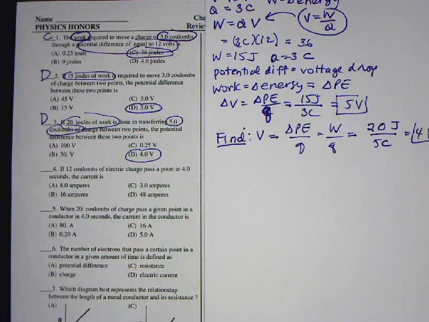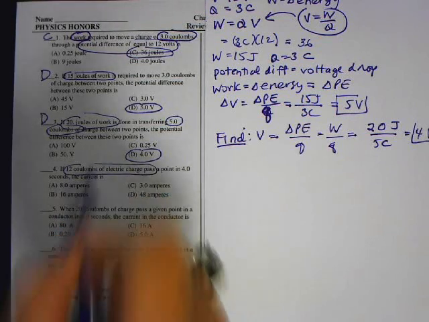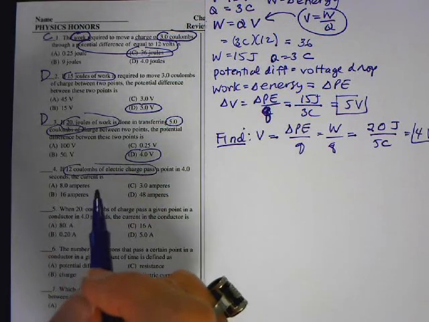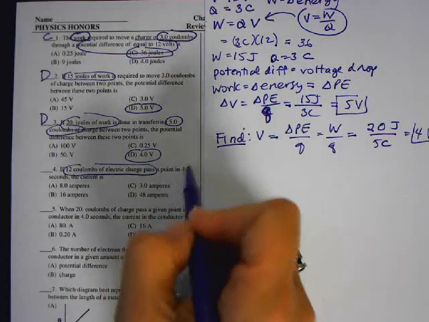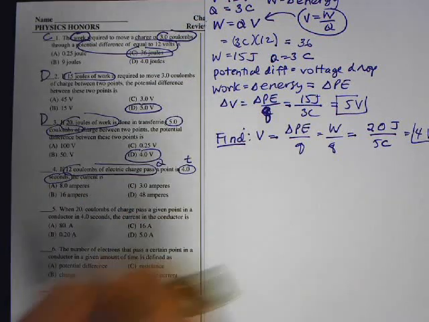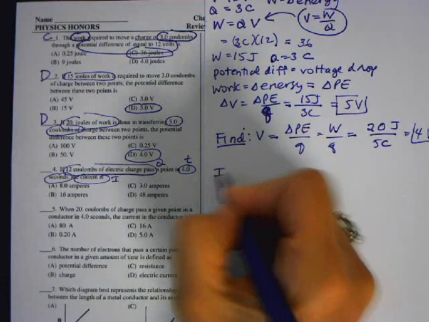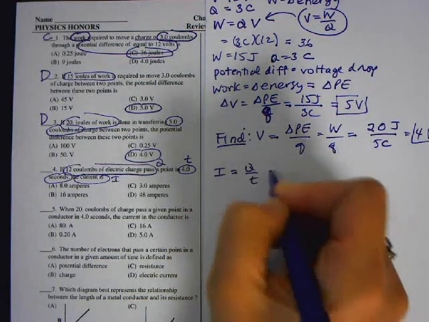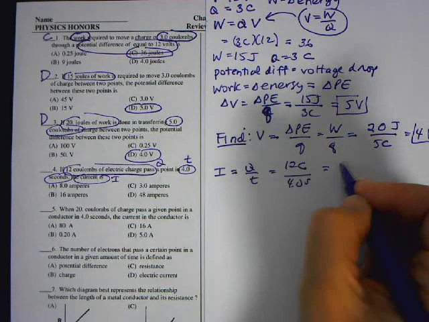Number 4, if 12 coulombs of electric charge pass through a point in 4 seconds, so we see that this is Q, this is T. What's the current? Current is I. So I is equal to Q over T, so it's 12 coulombs over 4 seconds, which is 3 amps.